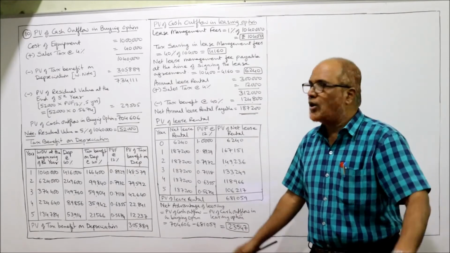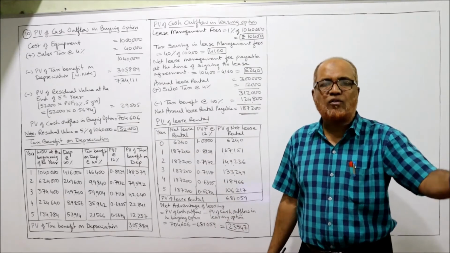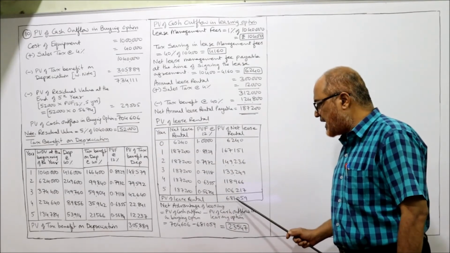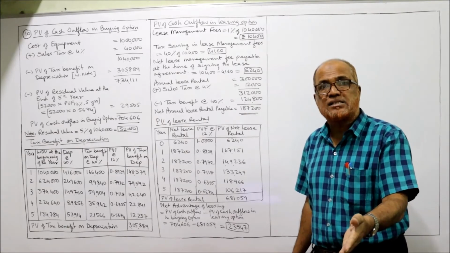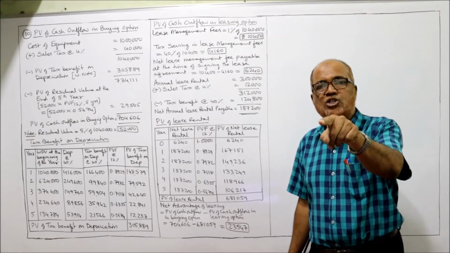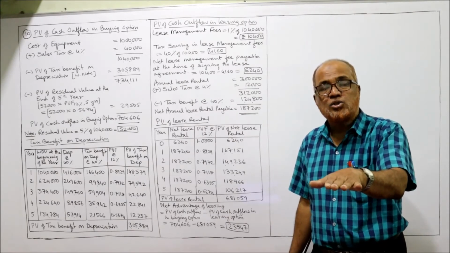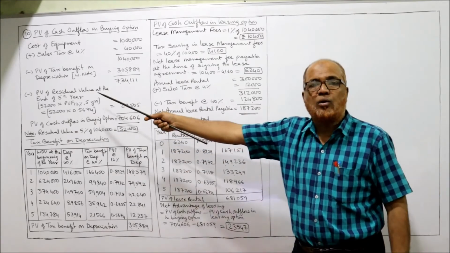What is the cash outflow in buying option? 7,04,606. What is the cash outflow in leasing option? 6,81,059. Where the cash outflow is less? In leasing. In leasing option, the cash outflow is less. So we prefer leasing. We suggest the company don't buy the equipment.